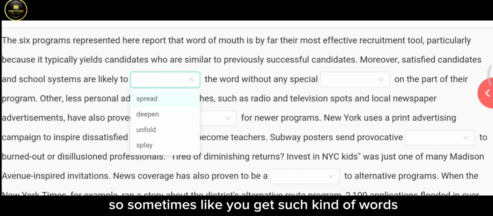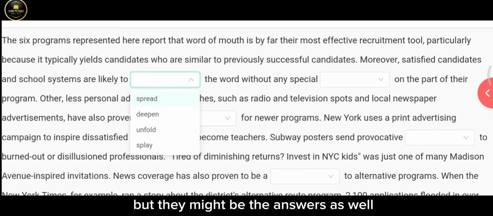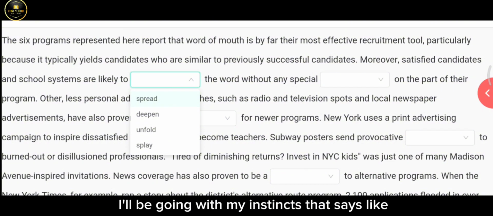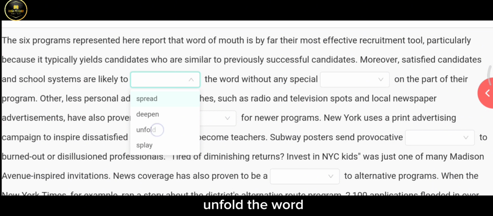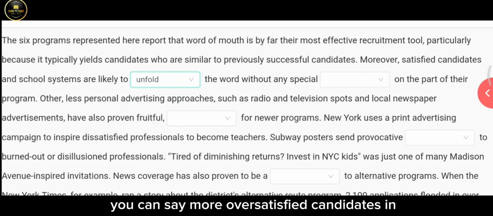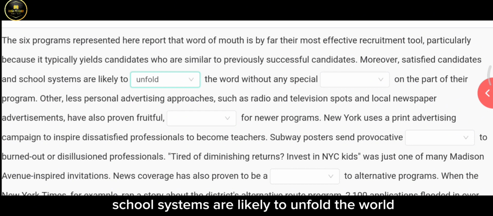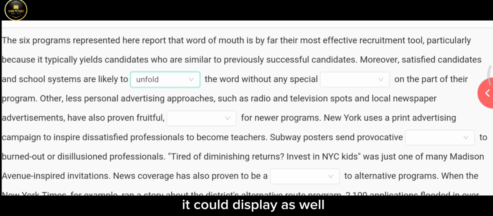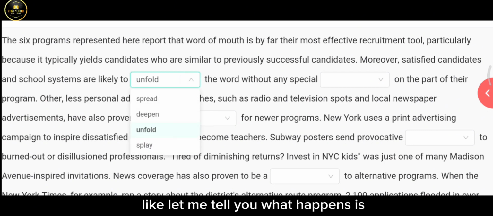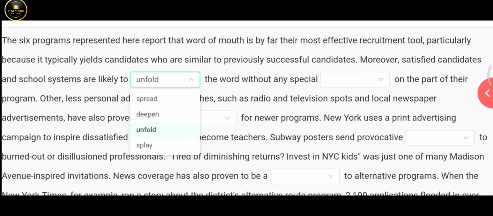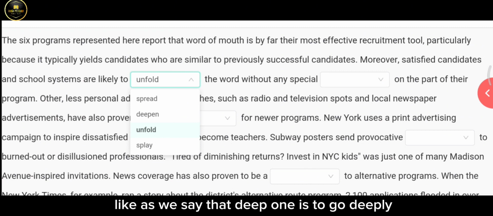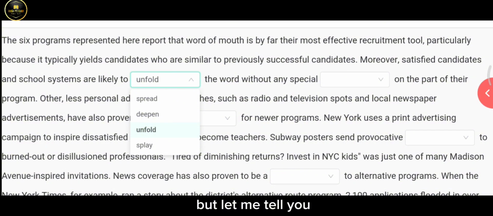Sometimes you get such kinds of words which are not clear to you, but they might be the answers as well. But right now I'll go with my instincts, which say unfold the word. You can say moreover satisfied candidates and school systems are likely to unfold the word. It could be splay as well, because spread is just to go ahead of something, like felana in Hindi. Deepen is to go deeply, unfold is kind of to open someone. They are approximately similar, not the same.